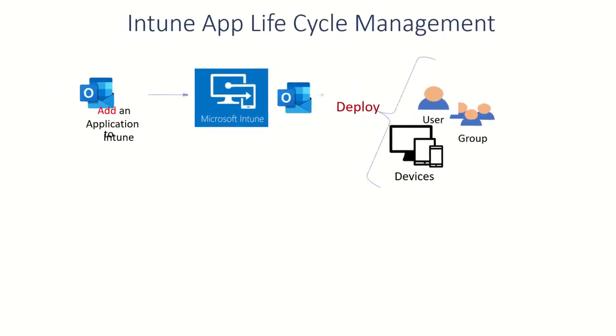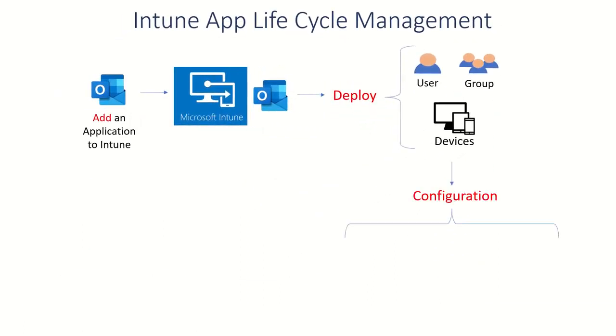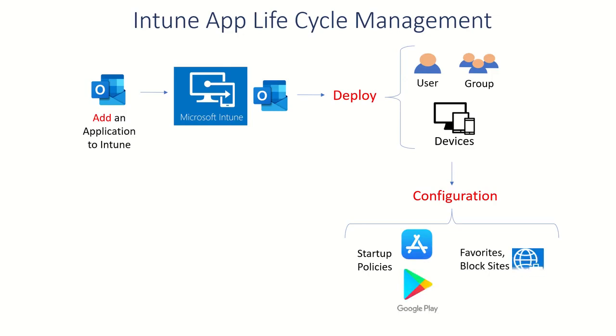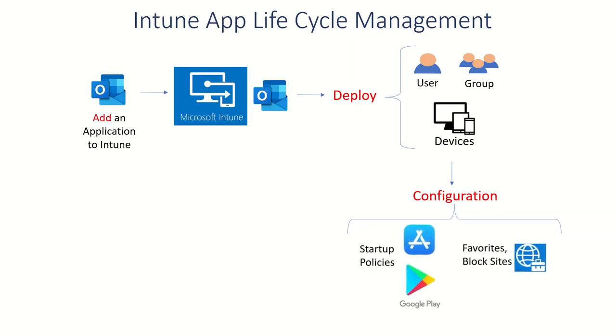Now, once the deployment part is completed, the next part is the configuration part, wherein you can define the startup policy of a particular application. Likewise, adding favorites or blocking sites on an Intune managed browser. The next section is protecting the application, which is the most important part and which we will be covering in a lot more detail, wherein I will tell you how exactly the data inside an application is protected, and how the data inside an Outlook application, which is a protected application, cannot be shared with any other application.